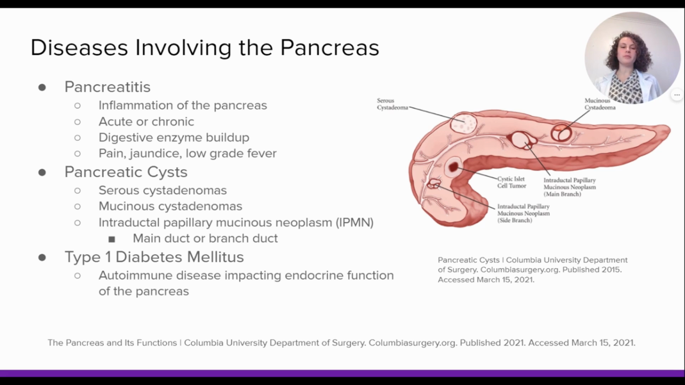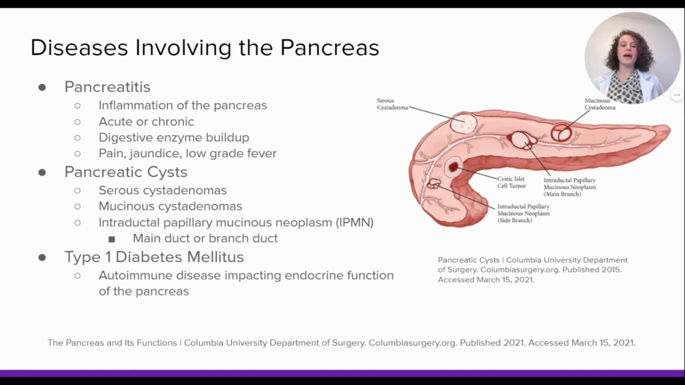Pancreatitis refers to inflammation of the pancreas. It can be acute or chronic, and it can have various causes, such as alcohol abuse, infections, and certain medications. Basically, digestive enzymes build up within the pancreas and start to digest the healthy tissue, causing inflammation. Some common symptoms of pancreatitis are pain, jaundice, and low-grade fever.